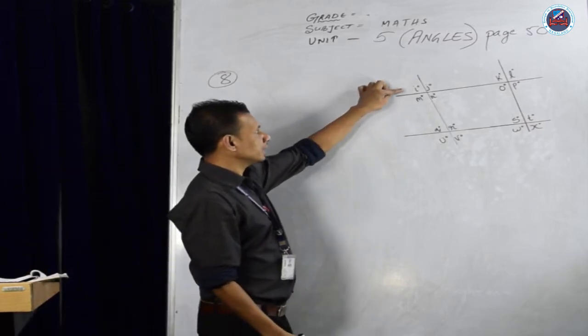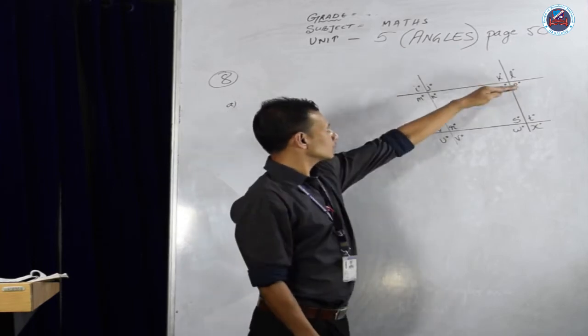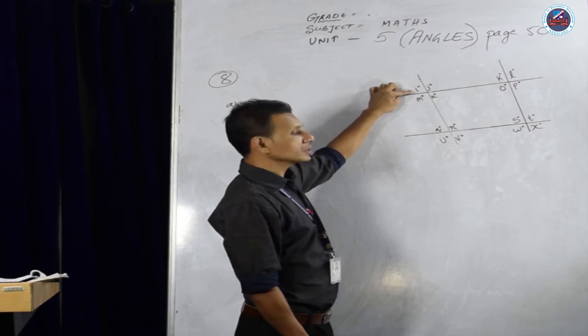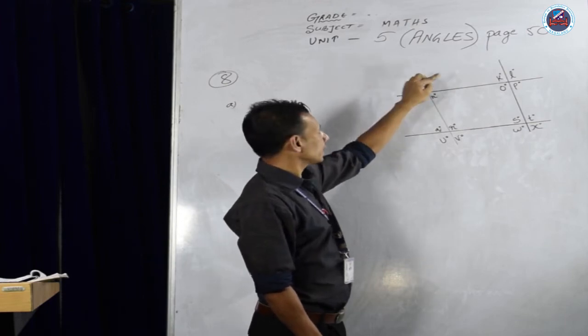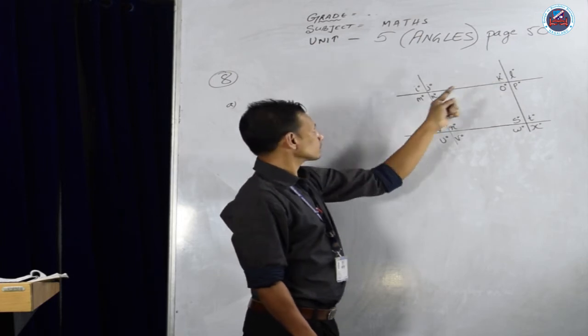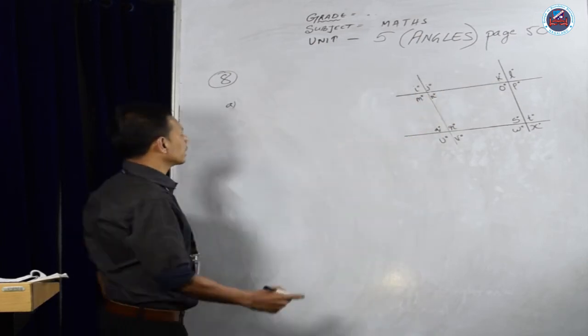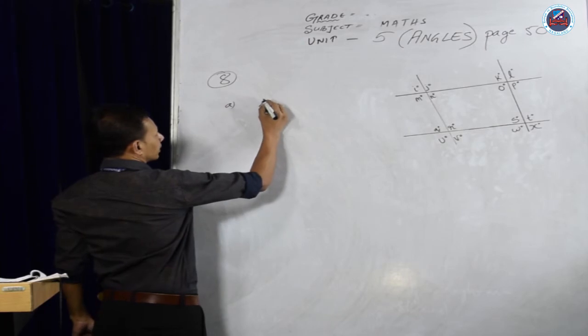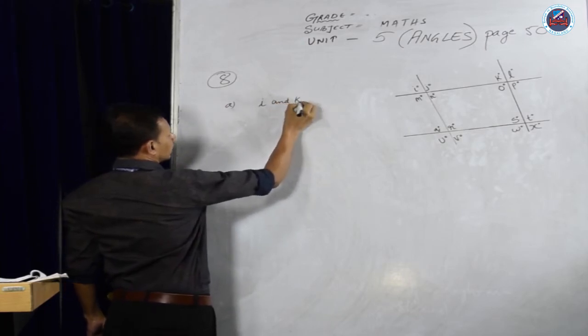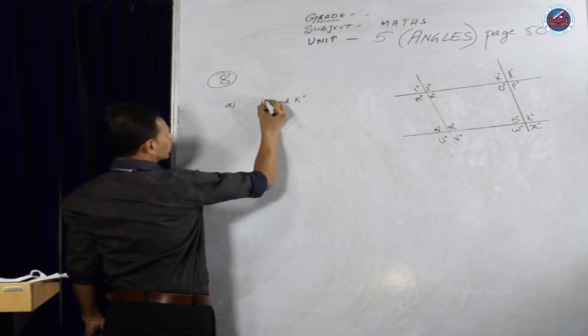Just observe the I, and just now you think that these two are parallel lines, with a transversal. I and which is equal? I and K is equal. Corresponding angle, right? I and K. One pair I got, I and K degree.